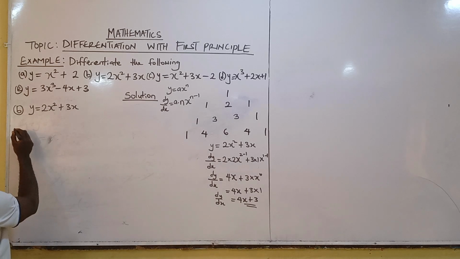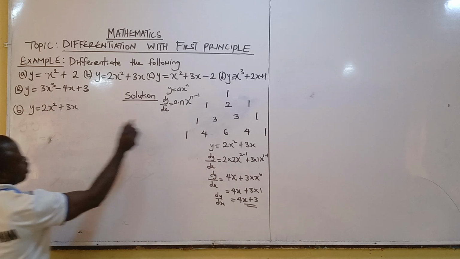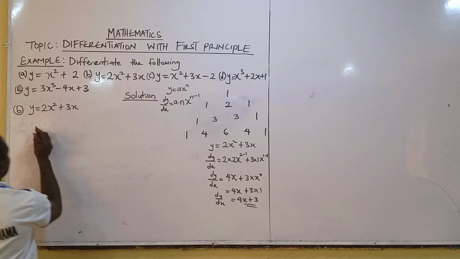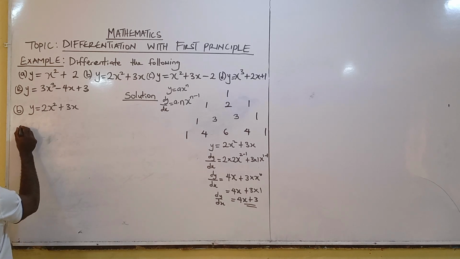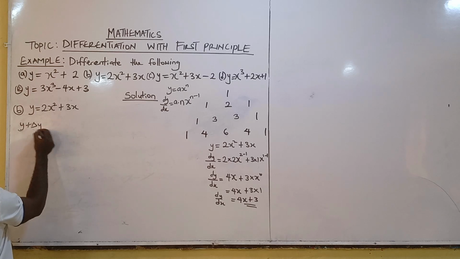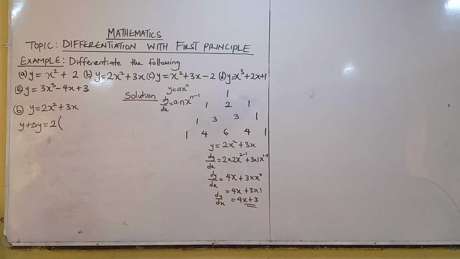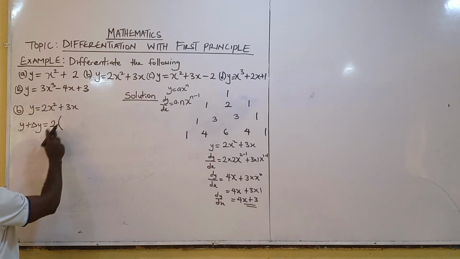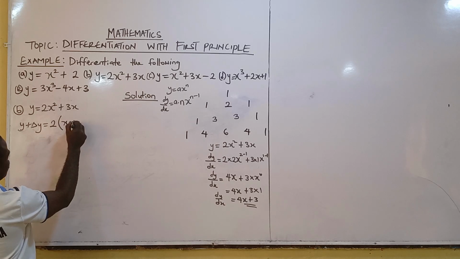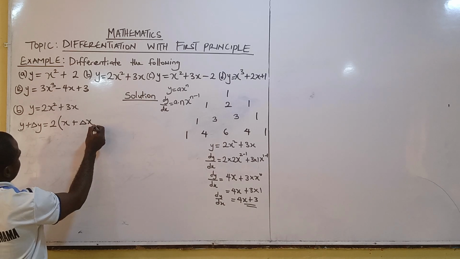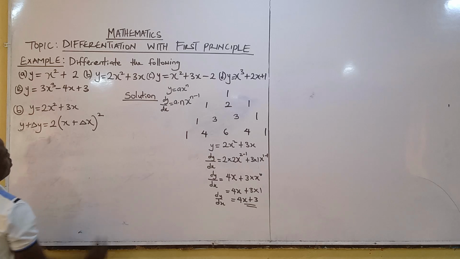Now let's go ahead. We are picking the second stage. We have y plus dy equals 2, open brackets, open brackets, x plus dx squared.